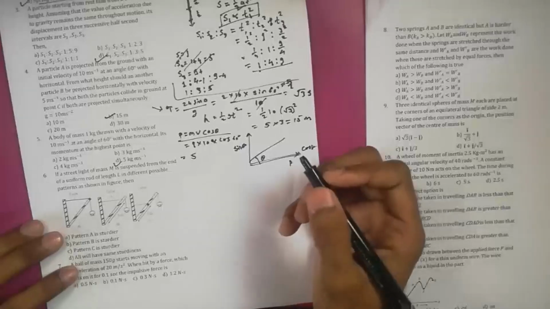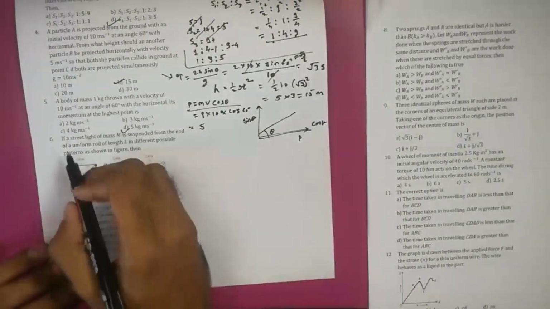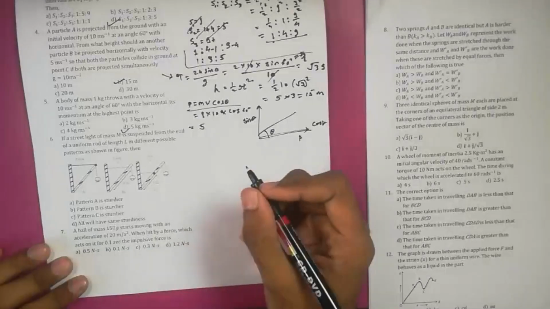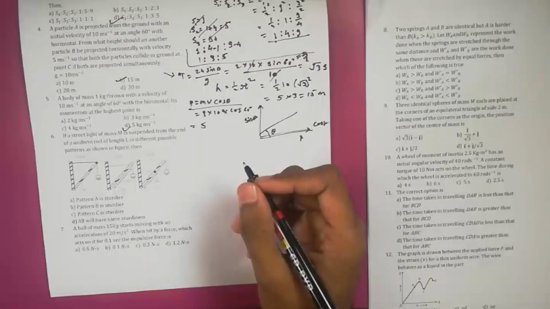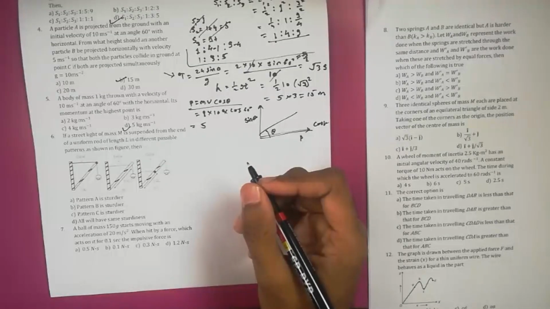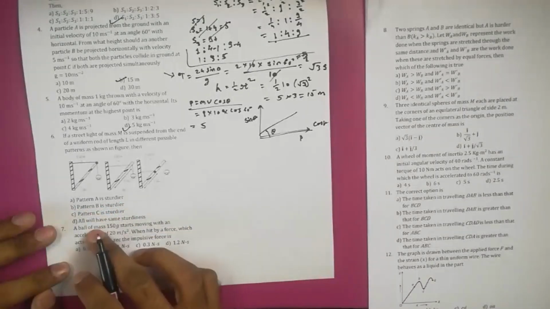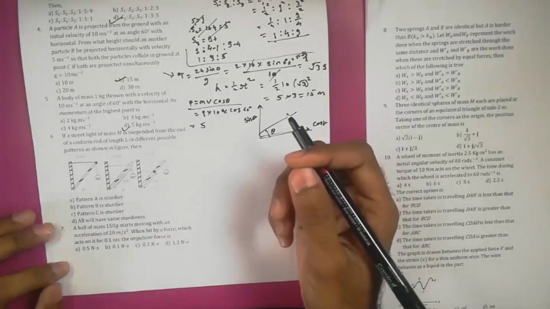Quickly, let's see. A lamp of mass m is suspended from the end of a uniform rod of length L in different possible patterns as shown in the figure. Now we need to know which one is sturdier. Pattern A is sturdier, or B, or C, or all will have the same sturdiness. Okay, so which one of them looks like it?